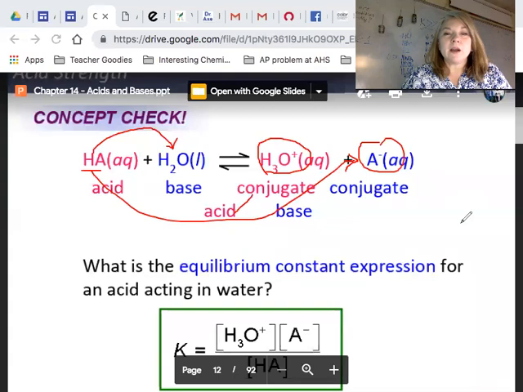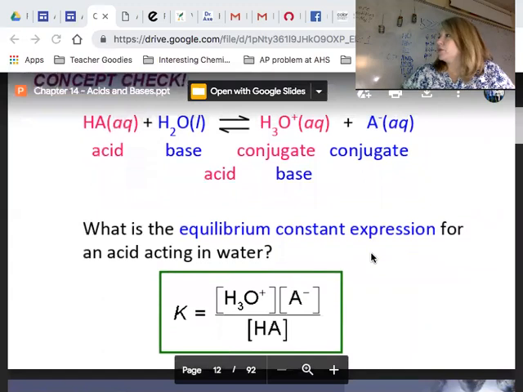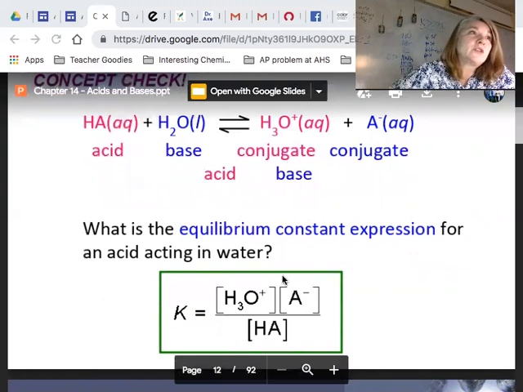Now let's take all that information and look at an equilibrium constant expression for an acid acting in water. All we're doing is writing the expression for what we have. Notice which part is not in our equilibrium expression. We have the hydronium, we have the anion, the water's not in there. And why, again, just to refresh our memory, why would water not be written in?